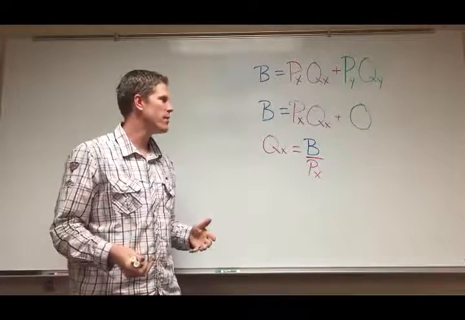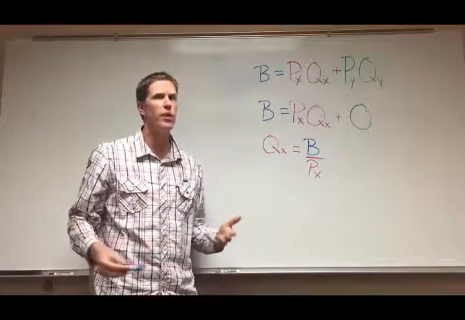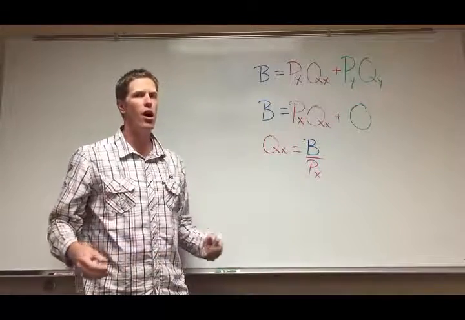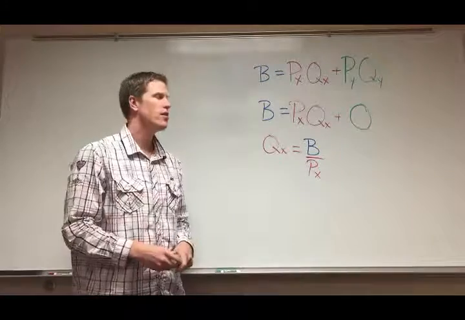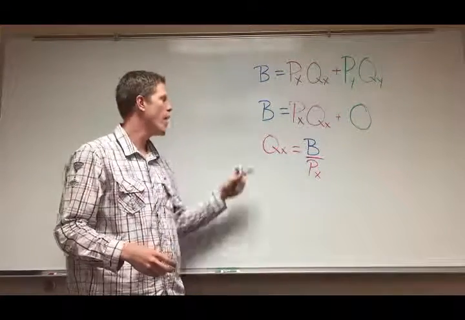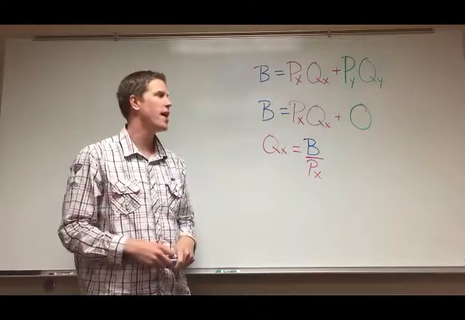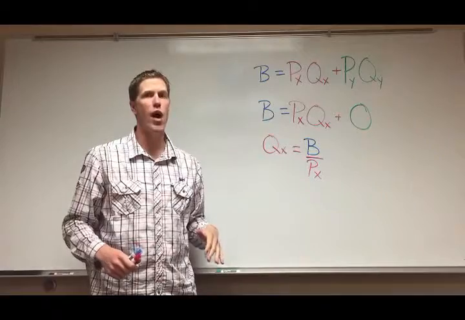But often, if you think about this, we'll often know what our budget constraint is. How much money do we have to spend on things? And we will also often know what the price of a good actually is. So if we know B and we know the price of X, we could know the quantity that we would consume of X given that we had no spending on Y.